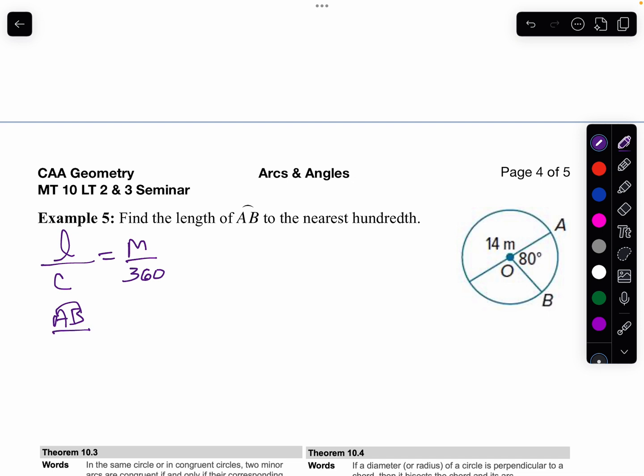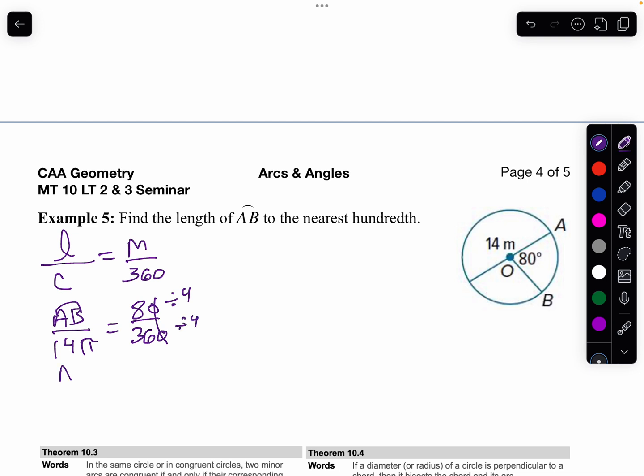Over my circumference. Notice my diameter is 14, so my circumference would be 14 pi. Now the measure of arc AB is 80 degrees over 360. And then I like to reduce that. 80 over 360, they both can be divided by 10. And notice I can divide 8 by 4 and 36 divided by 4.